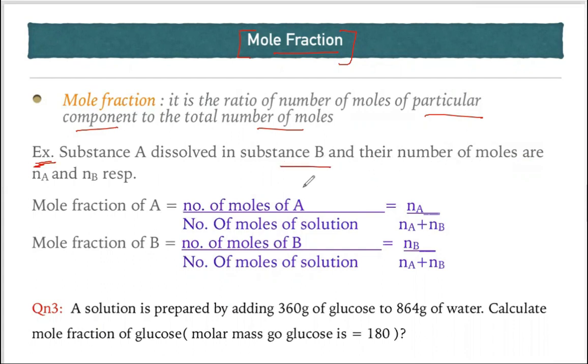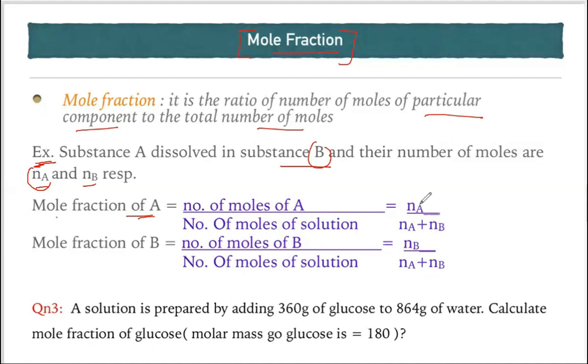And their number of moles are Na and Nb. So two components are given, they are dissolved, and the number of moles of A is Na, and the number of moles of B is Nb, respectively. And we are asked to calculate the mole fraction of A. So what is the mole fraction of A? That is moles of A divided by total number of moles.